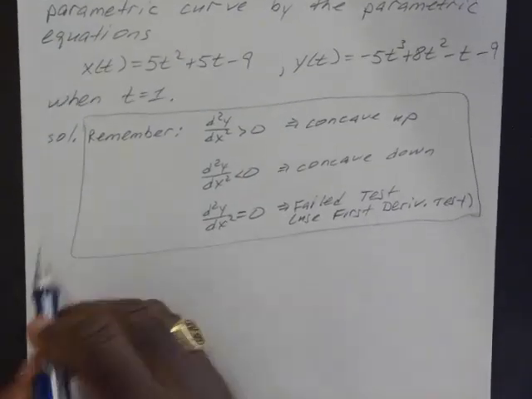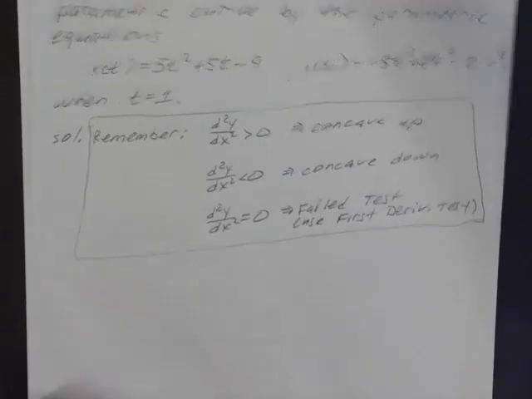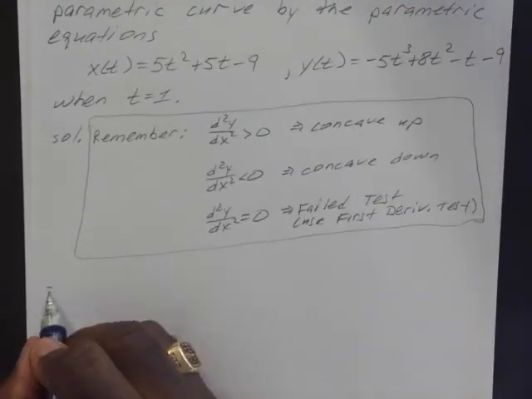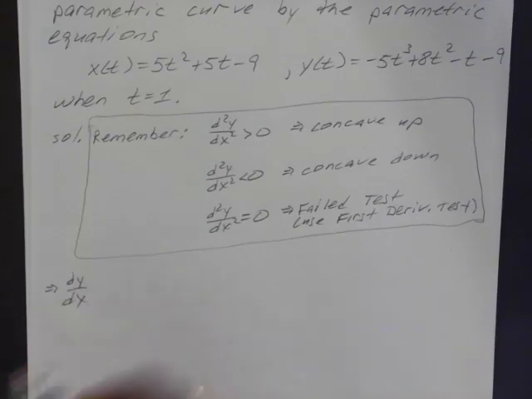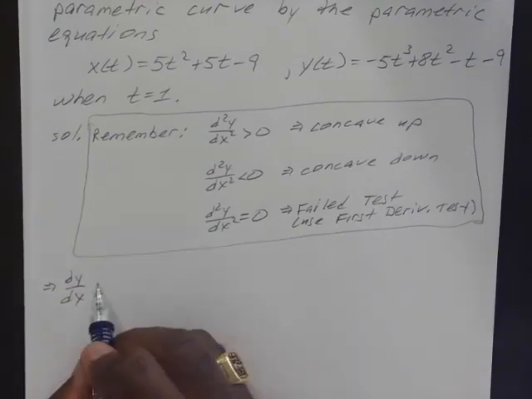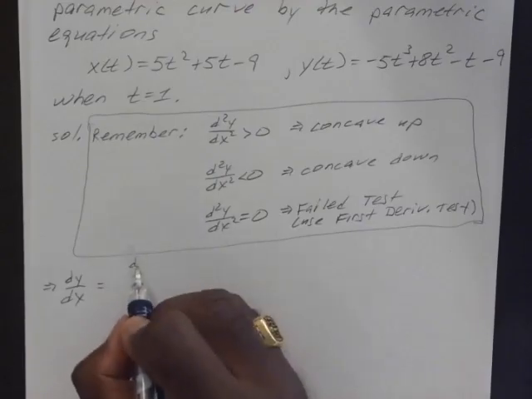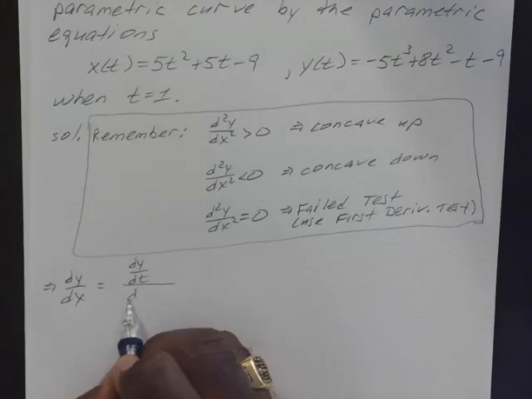Okay, so just like before, first thing we're going to do is find our dy dx, your derivative of y with respect to x. We know that's equal to the derivative of y with respect to t divided by the derivative of x with respect to t.